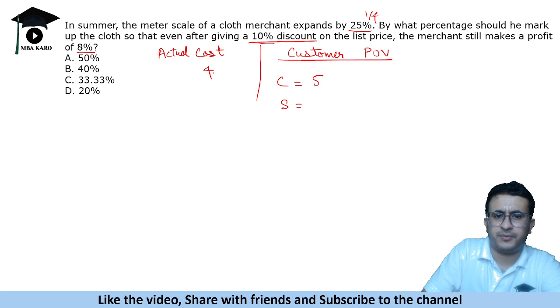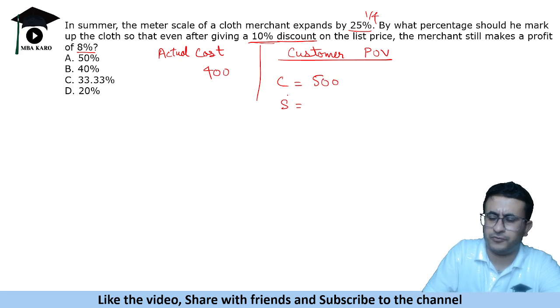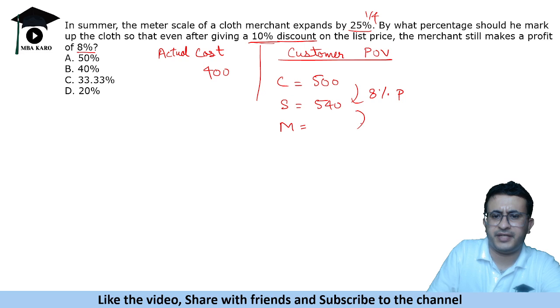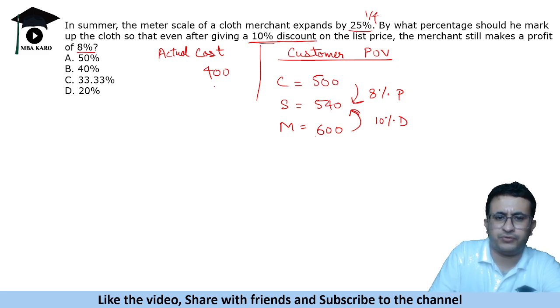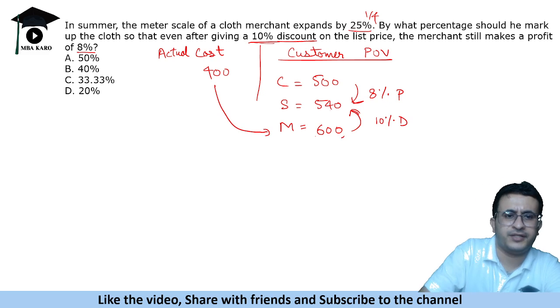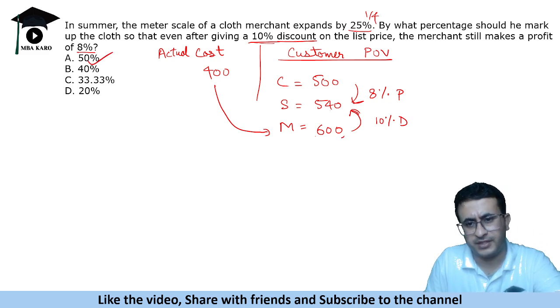So the selling price will be, if you feel a bit of confusion, take 400 and 500. Selling price should be 540. Okay, 540 selling price, because there is 8% profit. And we need to tell the mark price, right? So he is giving 10% discount, so that means the mark price should have been 600. If mark price is 600, with 10% discount the selling price will be 540 and he is making an 8% profit on it. Now the actual cost was 400, he is marking at 600, so he is marking 50% above the price.